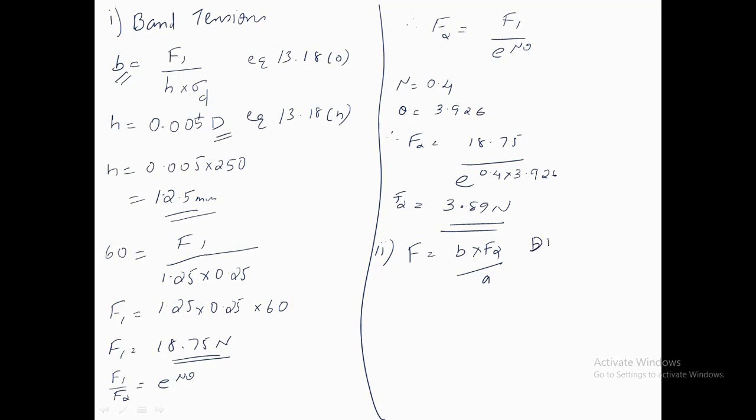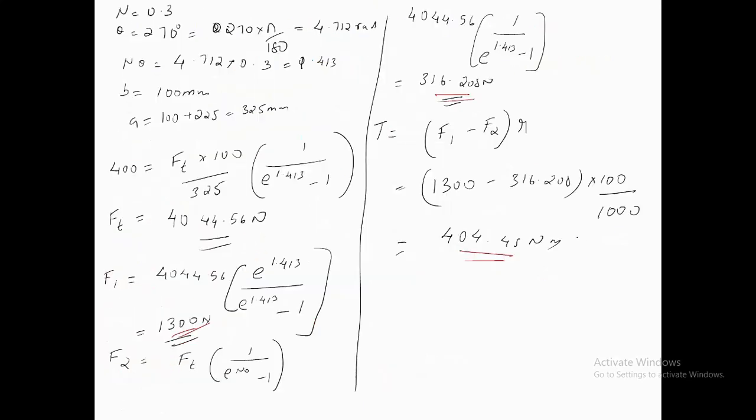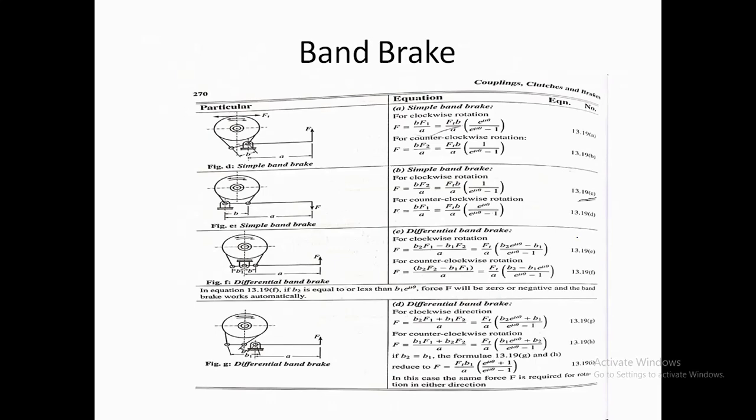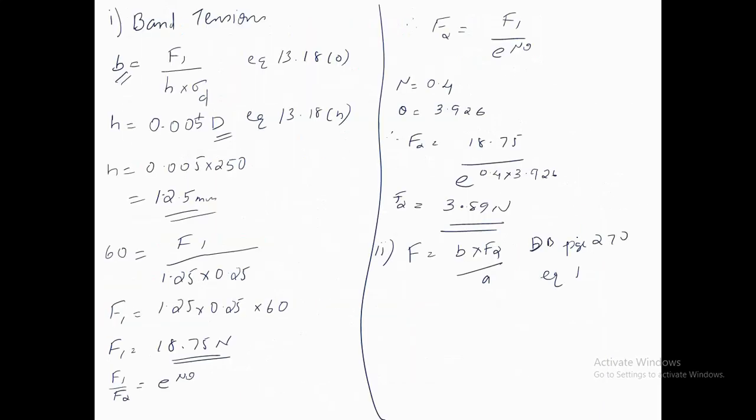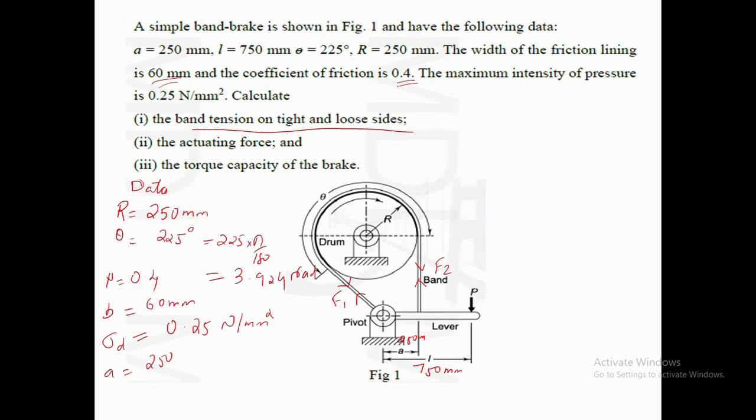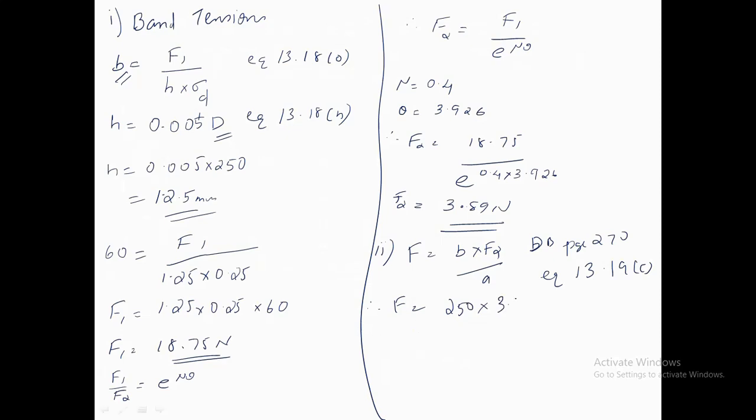Data book page 270, equation 13.19C. Therefore, F is equal to B into F2 divided by A. The value of B, as you know, is 250 here from the figure, and A is 750. So 250 into 3.89 divided by 750. Therefore F is equal to 1.299 Newton.